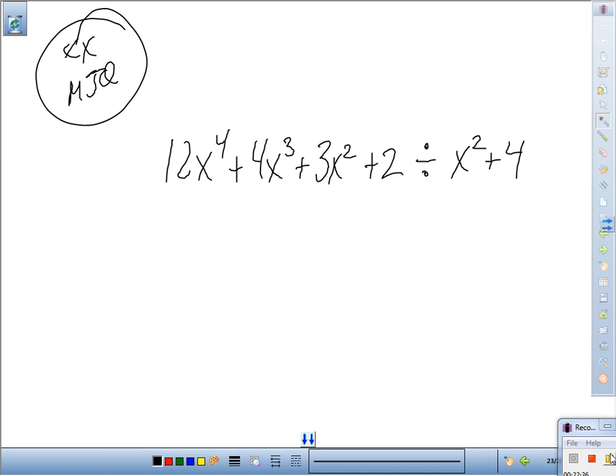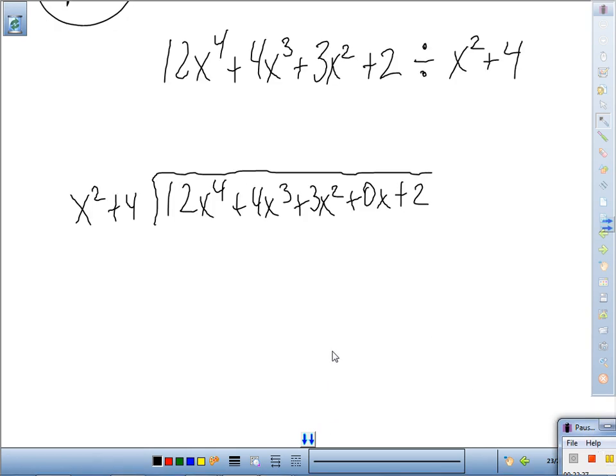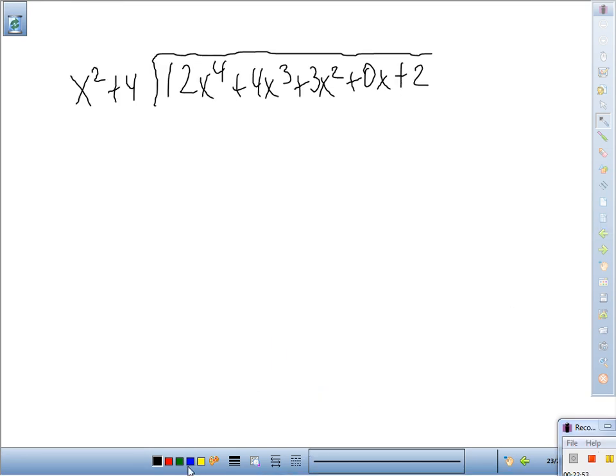Ready, copy, and go. Let's see, your setup should look as follows. 12x to the fourth, 4x cubed, 3x squared plus 0x plus 2 divided by x squared plus 4. Yeah? And you're like, Mr. Q, this is a piece of cake. All right, good. So what number times x squared gives us 12x to the fourth? 12x squared. That gives me 12x to the fourth, and 12x squared times 4, that's positive 48x squared.